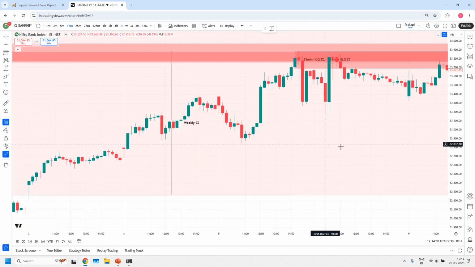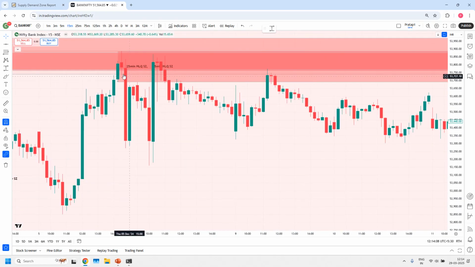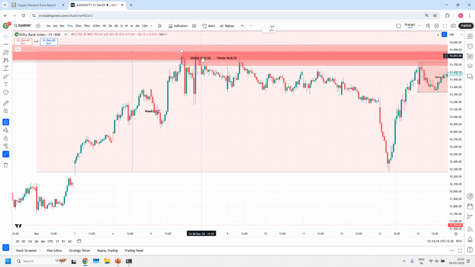That's it. So what is the next step? Go to the 5 minutes time frame, fine tune the zone, and in the fine tuned area you will be planning your trades. If the fine tuned zone is also a high liquidity zone, multiple trades you can accept until it is violated.